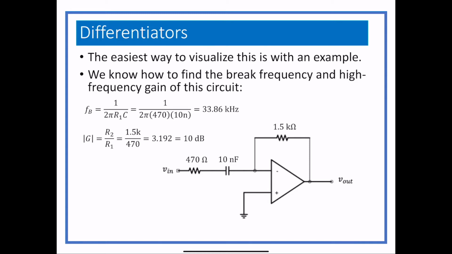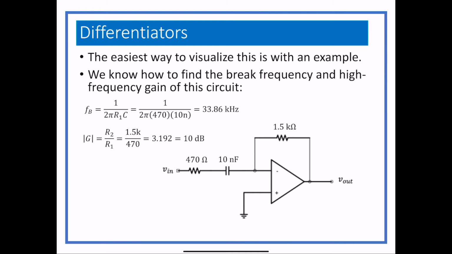And remember, with filters, we actually use the magnitude. We don't worry about the fact that it's negative or positive. We just use the magnitude of the gain just because that's what we do. So we actually get approximately 10 dB. And actually, it's exactly 10 dB as the gain. So that's what happens at high frequencies.